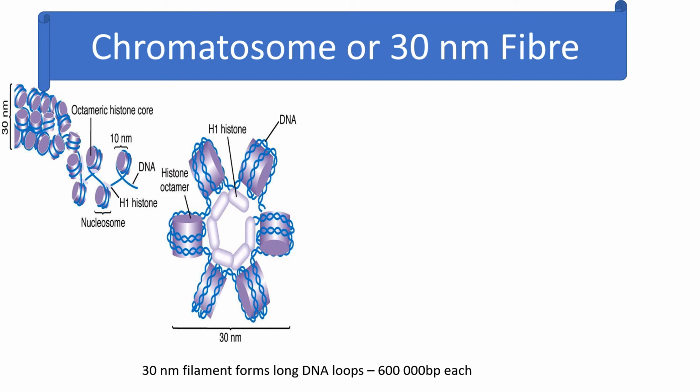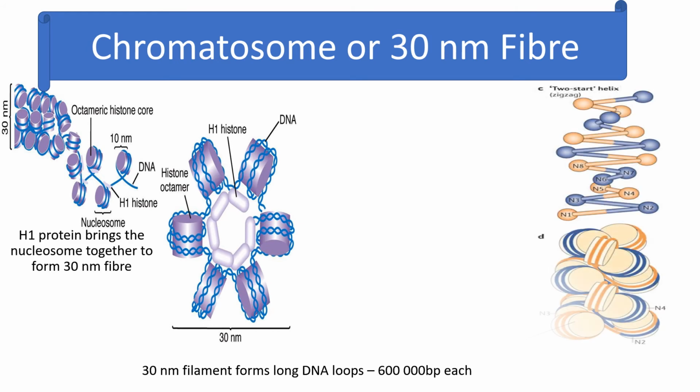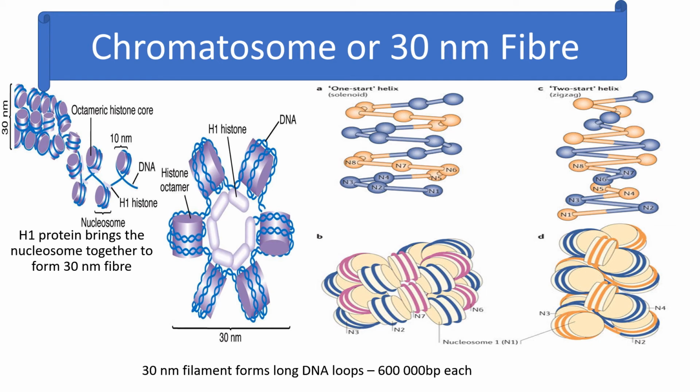The nucleosomes may get arranged in 2 patterns. One is the solenoid pattern and the other one is the zigzag pattern. In a solenoid pattern, the neighboring nucleosomes interact with each other. That is, N1 interacts with N2, N3 with N4. So this leads to the arrangement of a solenoid pattern. Whereas in a zigzag pattern, the alternate nucleosomes interact with each other. So the nucleosome folds in a zigzag pattern. These are the two models of organization in the 30 nanometer fiber.